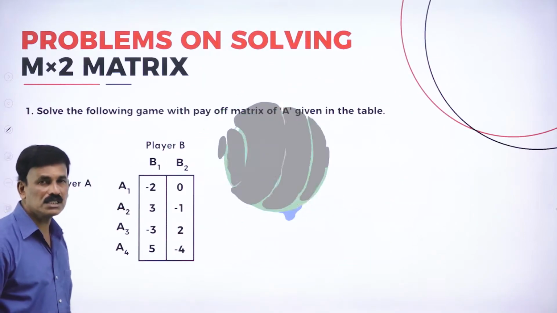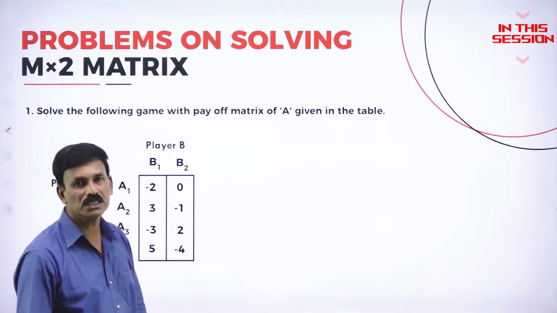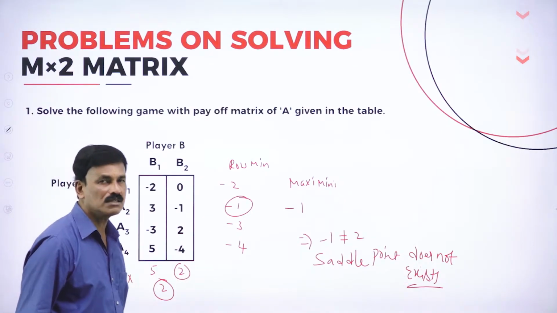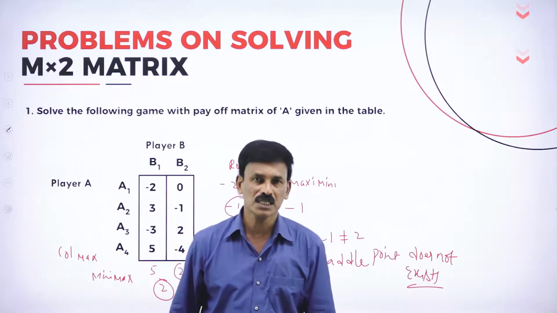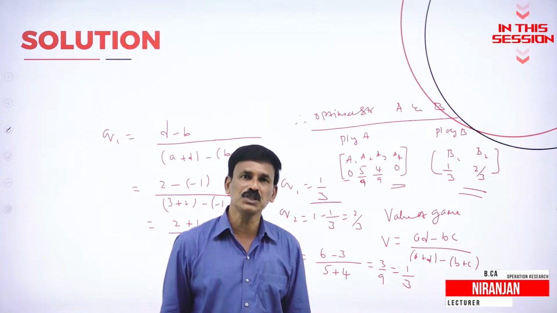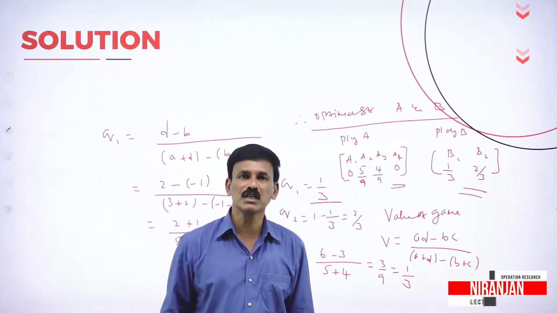If the saddle point exists, that will give the value of the game. If the saddle point does not exist, go for the optimal strategy method. Maximin is not equal to minimax, so saddle point does not exist. So this can be solved using graphical method. Suppose the given matrix is of the form n into 2, n rows and 2 columns, then the upper envelope is considered.